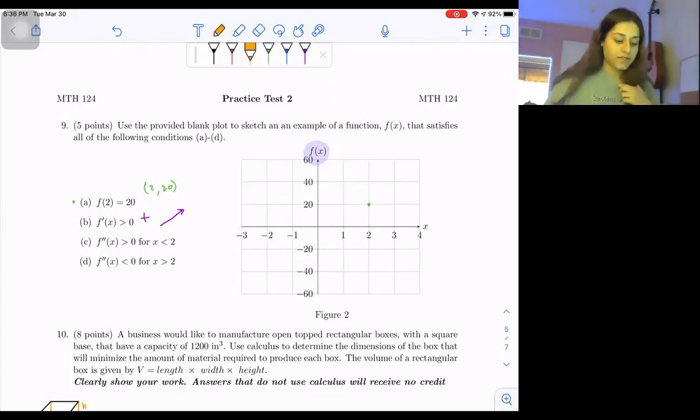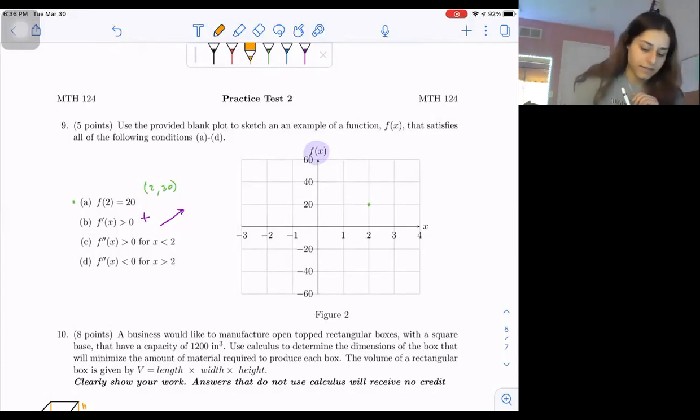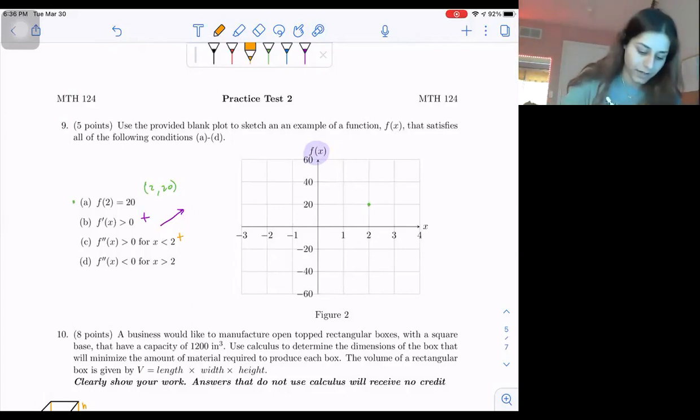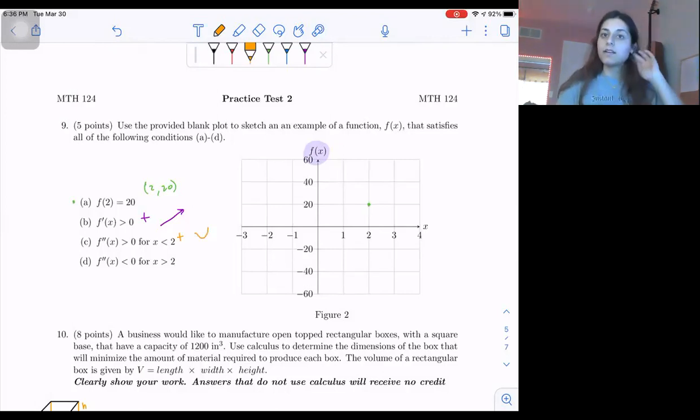Next up, we have the second derivative is greater than 0 for x less than 2. So to the left of that green point, our second derivative is positive. If it's positive, that tells us concavity is concave up. So concave up, like that. Likewise, it's negative, less than 0, for x greater than 2. So to the right of the green point, that's concave down. Positive, concave up, negative, concave down. That's pretty easy to remember, I think.